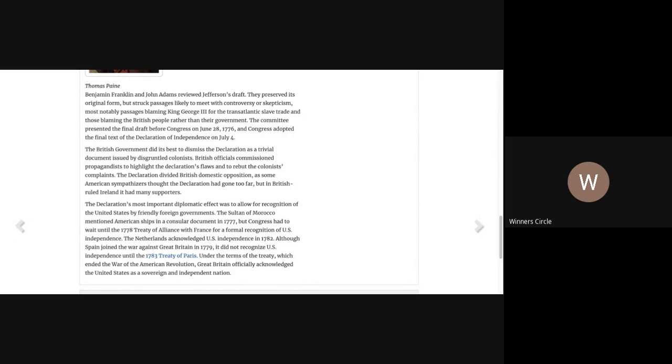Y'all think it was the so-called black people. It was the Europeans. I'm not racist, I'm just telling you the truth. This is history. The so-called Europeans that were brought to Ellis Island, they were slaves. That's why their names changed. And they struck those passages blaming the British people rather than their government. The committee presented the final draft before Congress on June 28, 1776, and Congress adopted the final text of the Declaration of Independence on July 4th. So when I'm talking about Europeans being enslaved and brought over here, this is history, okay?